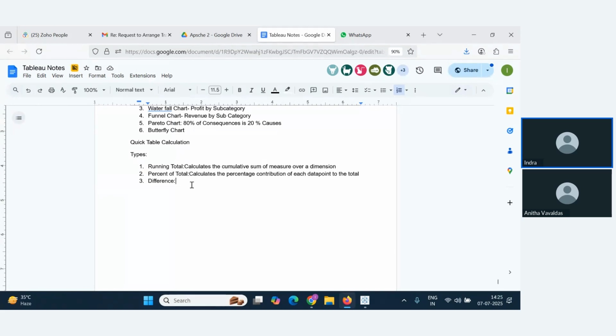So what is difference? Difference calculates the difference between consecutive data points.